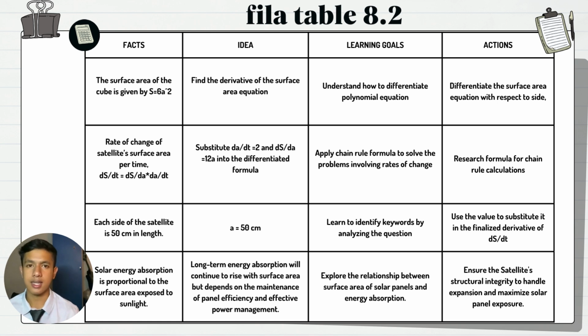Then third fact, each side of the satellite is 50 cm in length. Then the idea is A equals 50 cm. Then the learning goal, learn to identify keywords by analyzing the question. Then the action, use the value to substitute it in the finalized derivative of dS over dt.